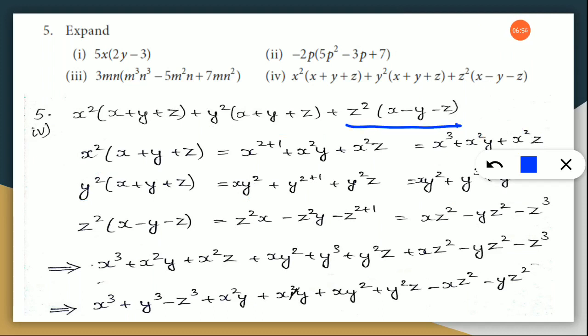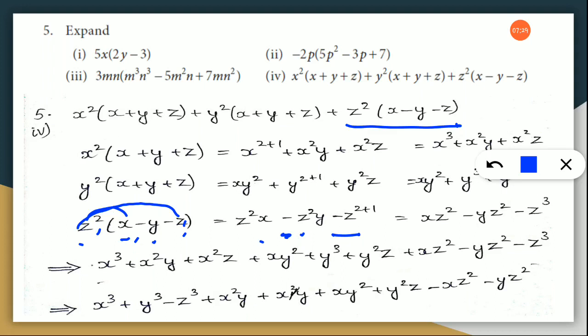Third term is given. So I am going to write z square into x minus y minus z. This is the question. Next we are expanding. z square into x will give us z square x. And then minus sign is here. So we are writing minus z square into y will give us z square y. And then z square into minus z will give us minus z power. Here is a power 2 and here is a power 1. So I am adding 2 plus 1.